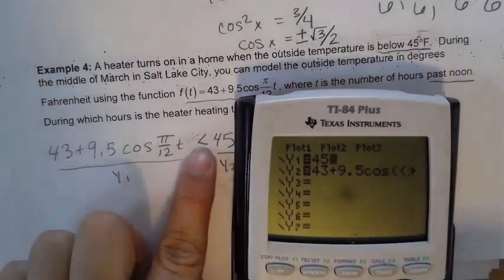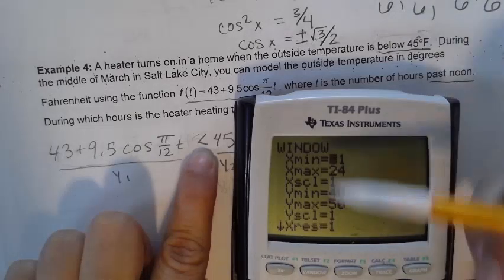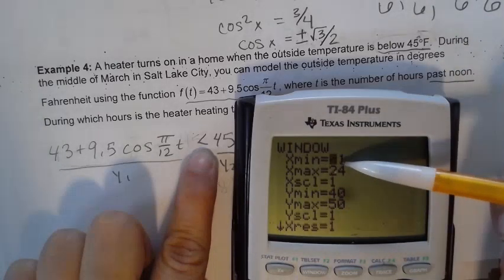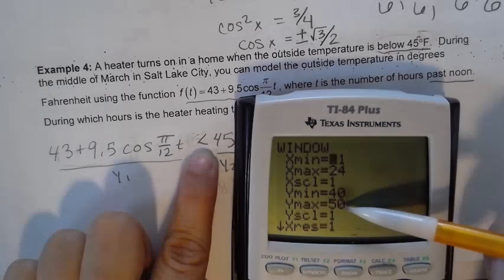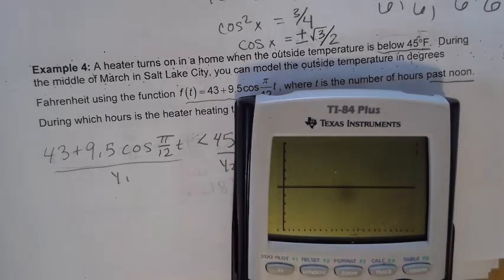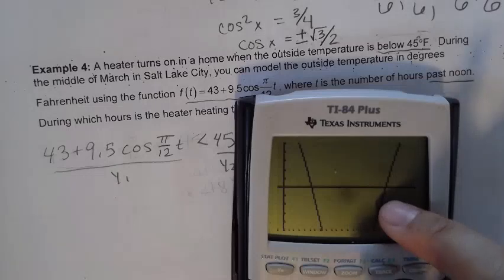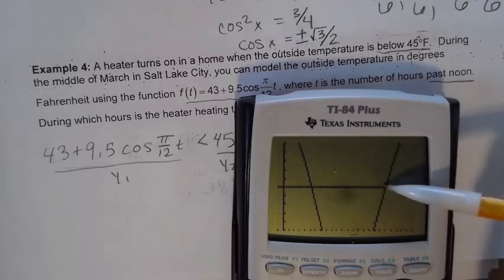So this is going to graph where it equals. But of course, what we're looking for is where it's below 45. So in our window, we're talking about 24 hours. I'm just doing the negative so I can see part of the graph. But we're going up to 24 hours. And we want where it's below 45. So I'm going to put 40 and 50 because it's right in the middle of my graph. So now I see that it is below 45 degrees right under 45. So the heater is going to be on between this point and this point.